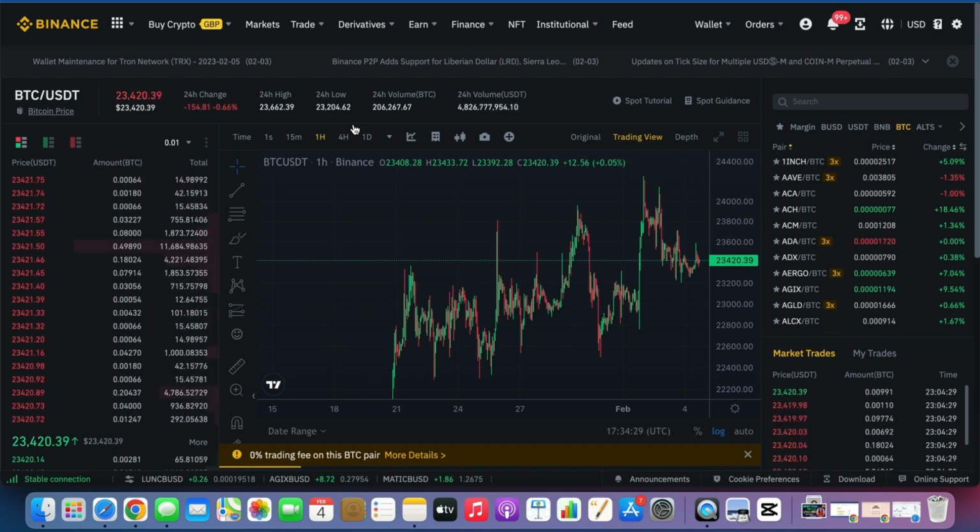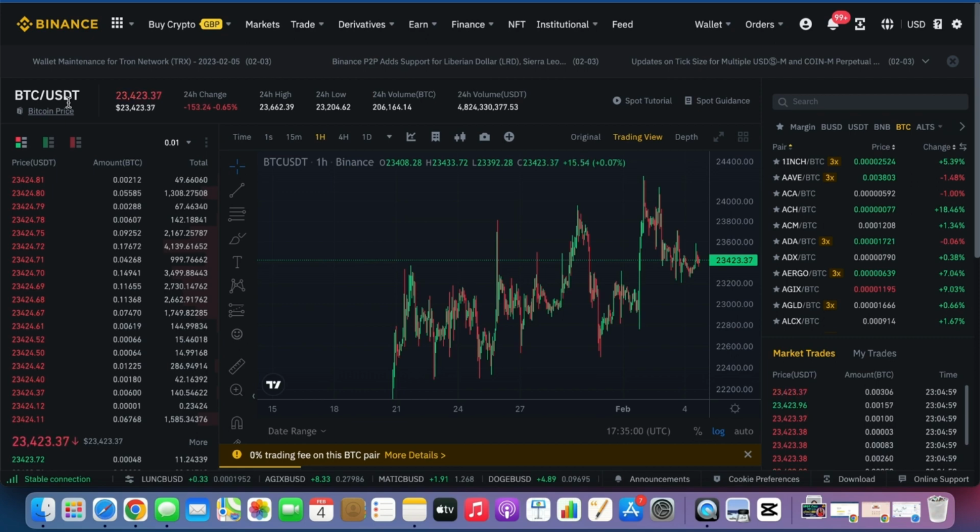So when you come to the spot trading platform, this is the interface of the spot trading platform on Binance. I will briefly explain what you can see here. Here you can see the coin pair. I have selected Bitcoin for USDT. That means I can buy BTC or Bitcoin using USDT, or I can sell Bitcoin for USDT.